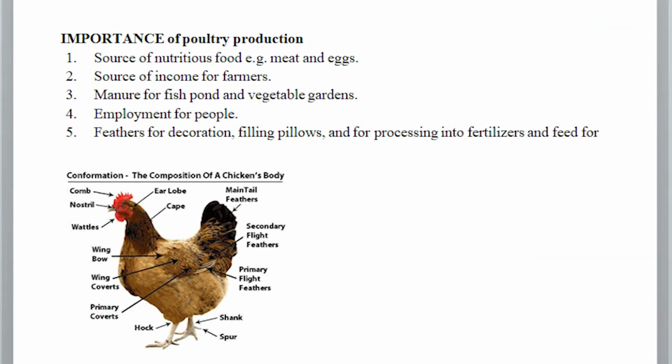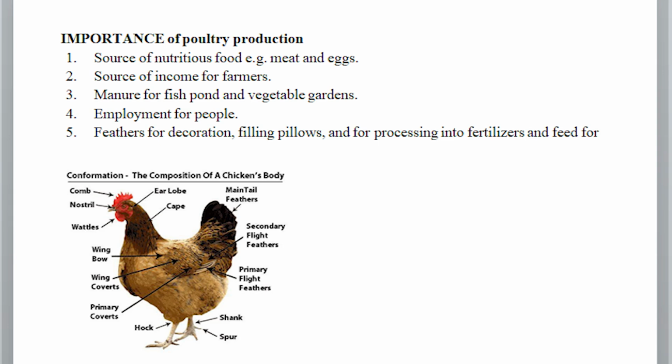Let us look at some importance of poultry production. Number one, source of nutritious food. Number two, source of income for farmers. Number three, manure for fish ponds and vegetable gardens. Number four, employment for people. Number five, feathers for decoration and filling of pillows.